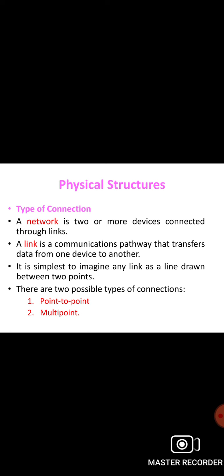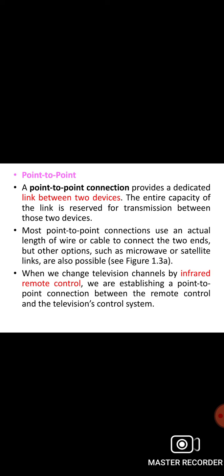And there are two possible types of connections, that is point-to-point and multi-point. A point-to-point connection provides a dedicated link between two devices. The entire capacity of the link is reserved for transmission between those two devices.